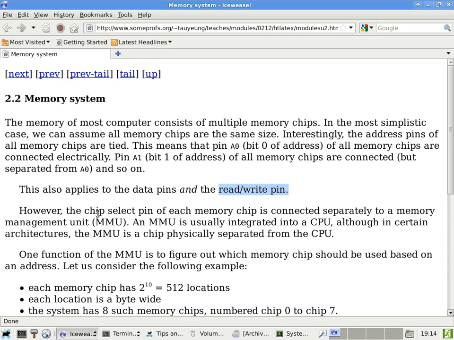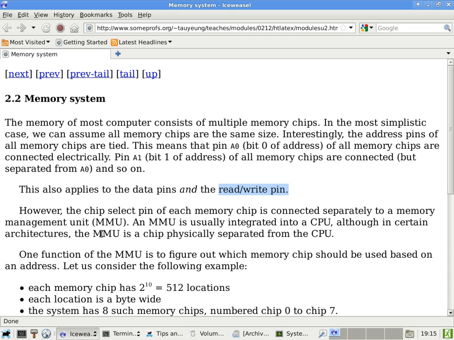Here, the chip select pin of each memory chip is connected separately to a memory management unit, the MMU. An MMU these days is usually integrated into a CPU, although in certain architectures, the MMU is a chip that is physically separated from the CPU. We're talking about old technology here. In the good old days, the MMU is not on chip, which means you have the main processor, but hanging out of the main processor is another chip, and part of its function is the MMU, the memory management unit.